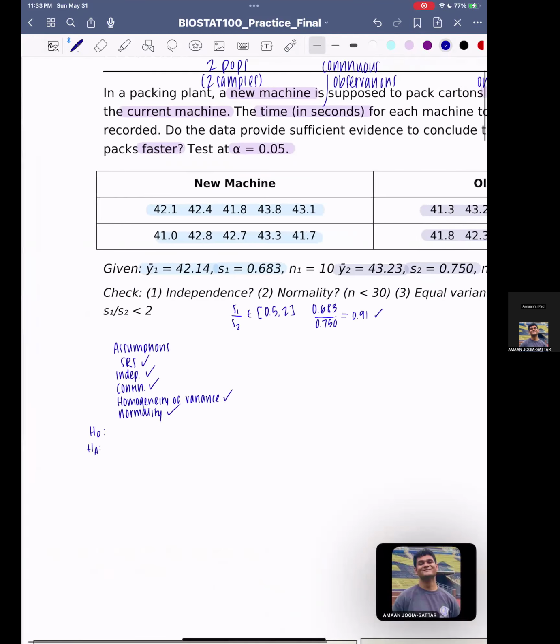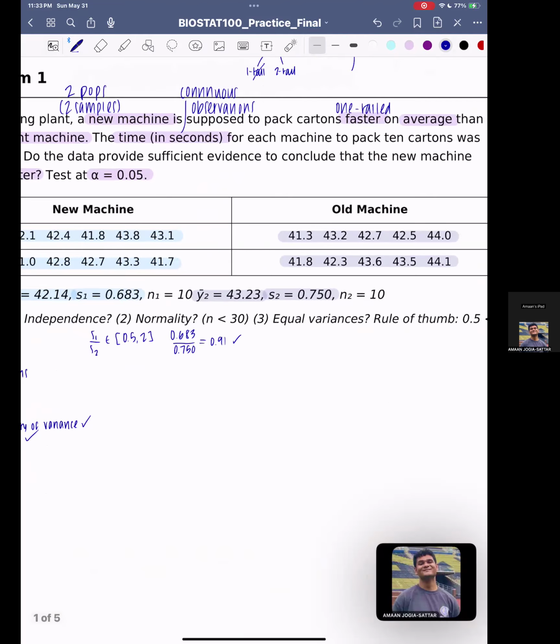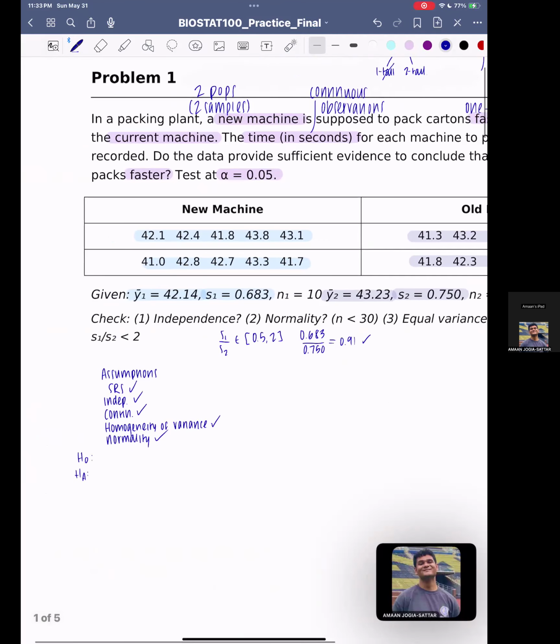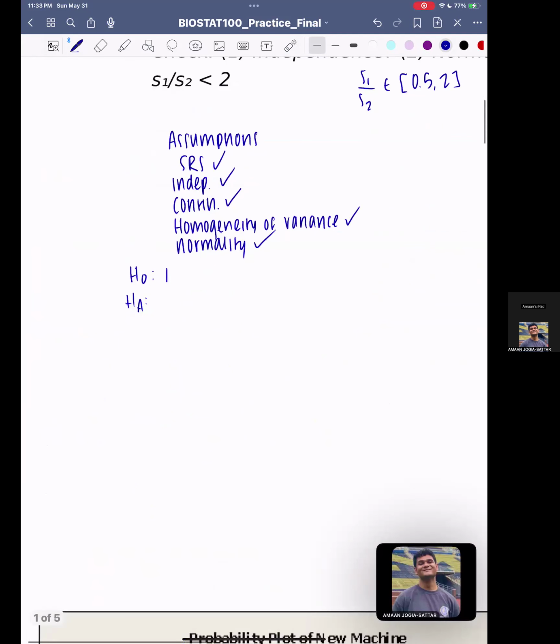Let's go back to the problem statement. We're saying we think the new machine on average is going to pack cartons faster than the current machine. So the first thing I would do is use mu1 as the new machine and mu2 as the old machine. Our null hypothesis, as is often the case, is going to be that mu1 equals mu2. And we can rephrase this as a difference, which often makes things a little easier to understand conceptually. So this could be mu1, and we just subtract mu2 from both sides, equals 0.